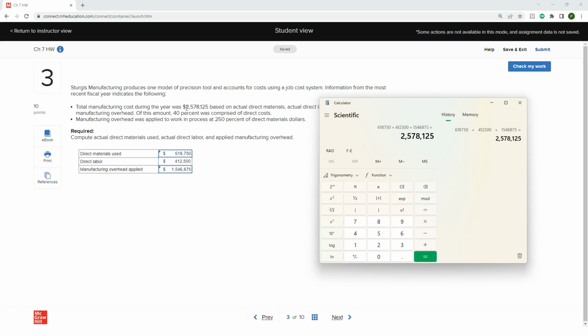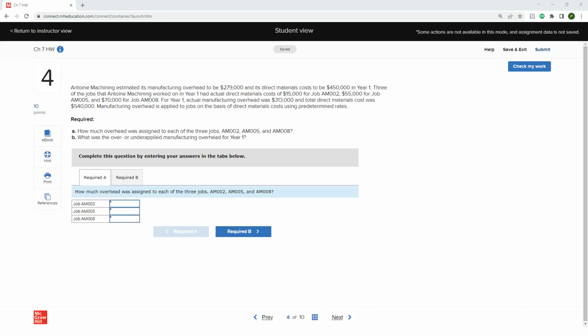Skipping down to parts A and B before we read the fact pattern, it says that it wants us to figure out the amount of overhead that was assigned to 3 different jobs and whether or not the overhead was over-applied or under-applied. So now that we know what we're looking for, we can read the fact pattern and our attention will be alert to certain things.